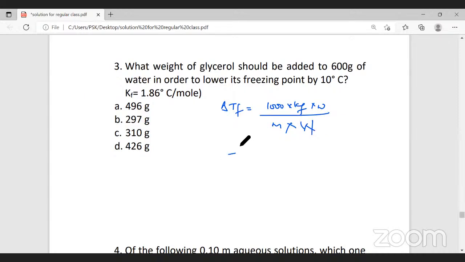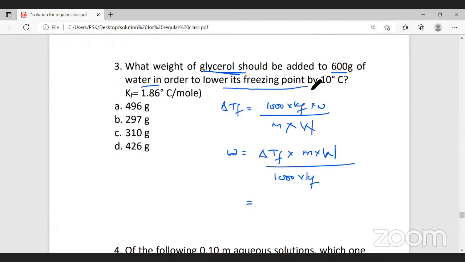So what is the weight of solute, the weight of glycerol to be added for 600 grams of water? Glycerol is the solute, so they're asking for small w. Small w will be delta Tf into m into W divided by 1000 into Kf. What is delta Tf they've given? Delta Tf they've given us is lower its freezing point by 10 degrees.